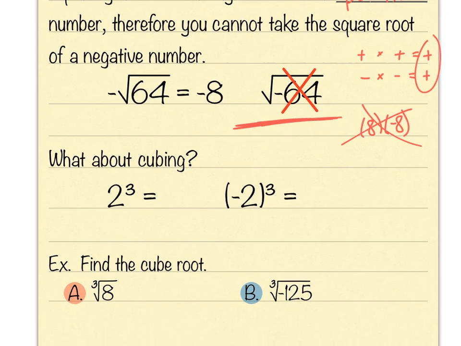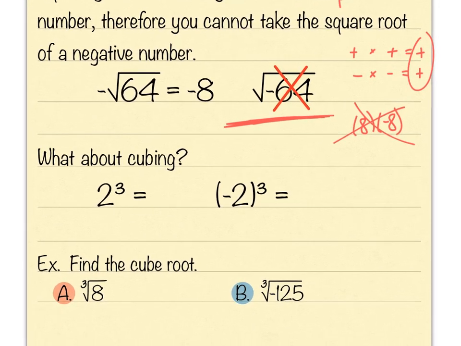However, let's check out what happens when we try cubing a negative number. If I cube 2, that means 2 times 2 times 2, which is 8. And if I cube negative 2, that means negative 2 times negative 2 times negative 2, which is negative 8. So we can get negative numbers when we cube a number. We cannot get negative numbers when we square a number.